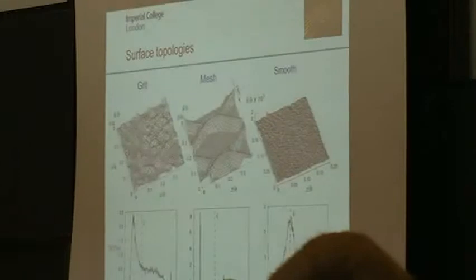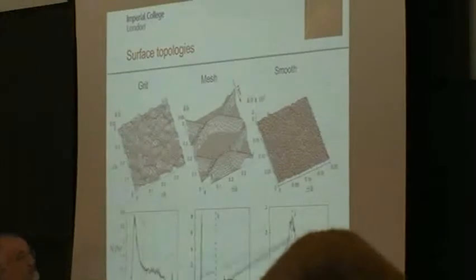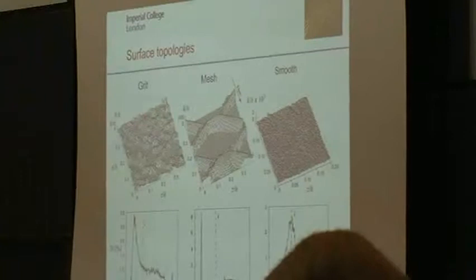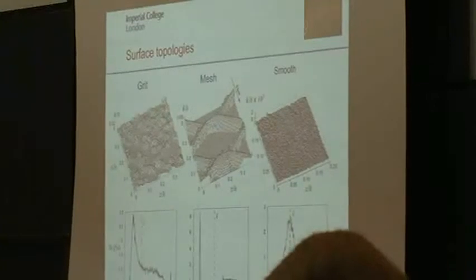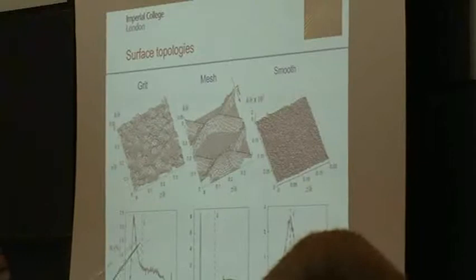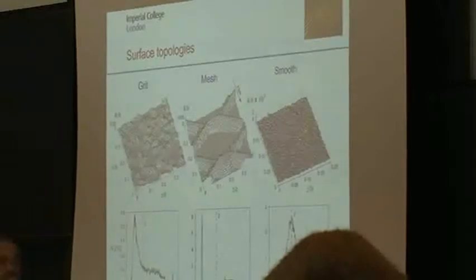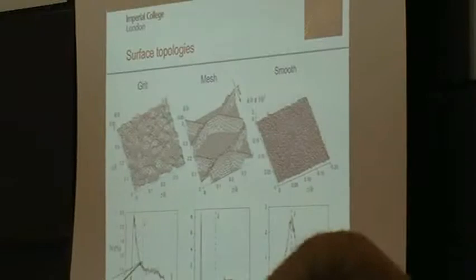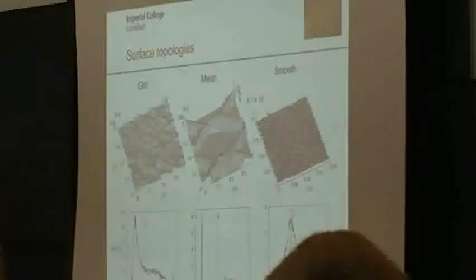These are the roughnesses. Here's our benchmark for smooth. We start off with a grit roughness. So this is isotropic. It's really high-grade abrasive paper. These are the distributions of the height. You can see it's strongly non-Gaussian. It's got a large positive tail to the distribution.